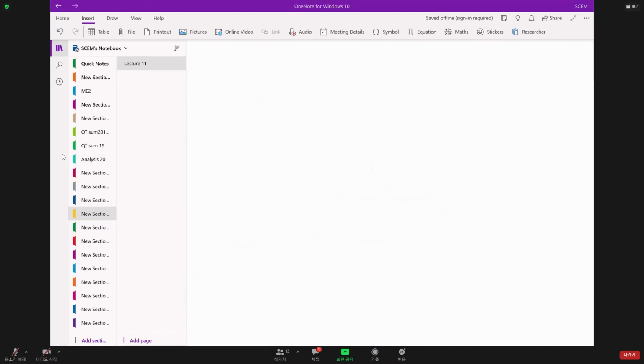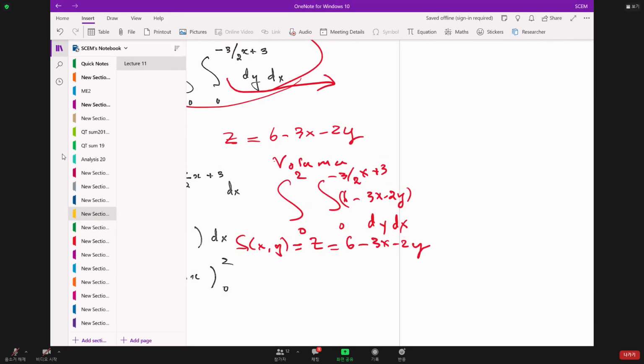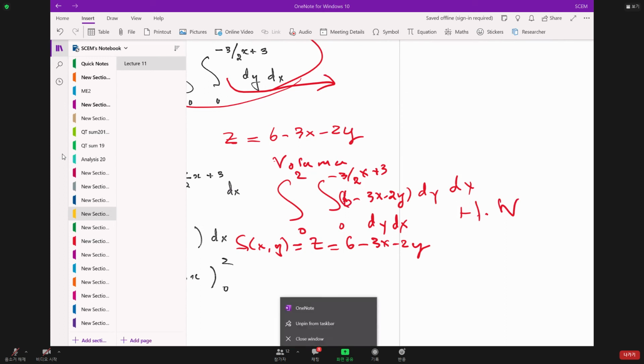You have to integrate this with respect to y, then with respect to x. And you also do that. Do that for homework. Can you do that? Just confirming. Is that function there S of x, y equals z? Yeah, I'll write it.